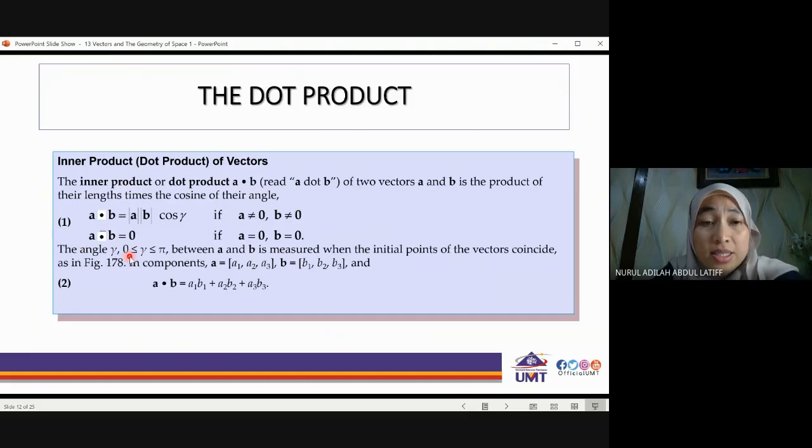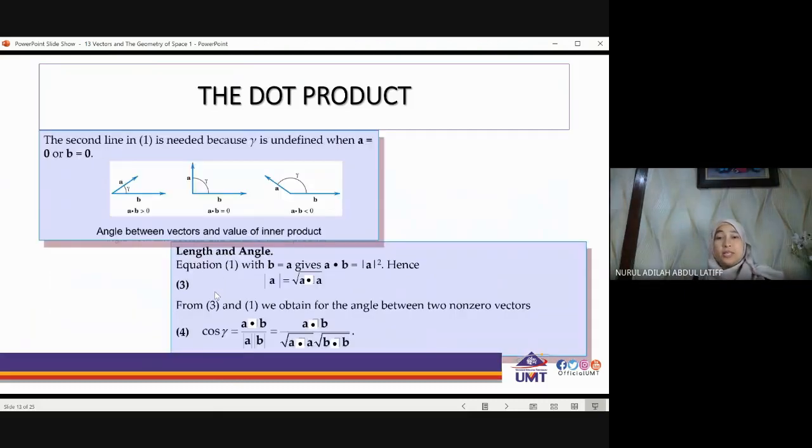The angle between A and B is measured when the initial points of the vectors coincide. In components, A dot B equals A1B1 plus A2B2 plus A3B3. So this is the example. The second line is needed because alpha is undefined when A equals 0 or B equals 0. So this is the angle between vectors and the value of the inner product.